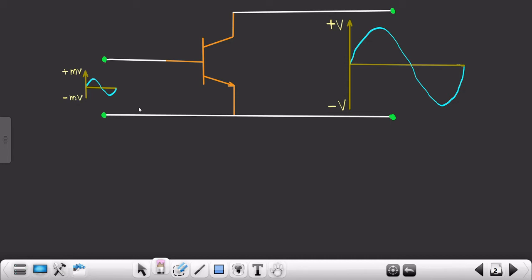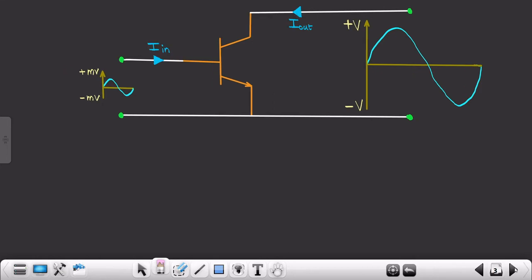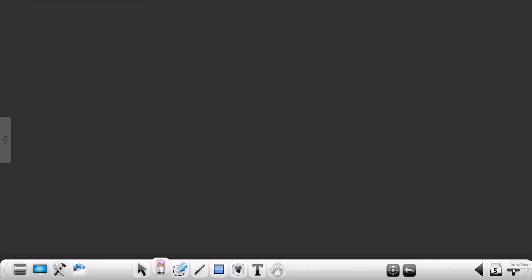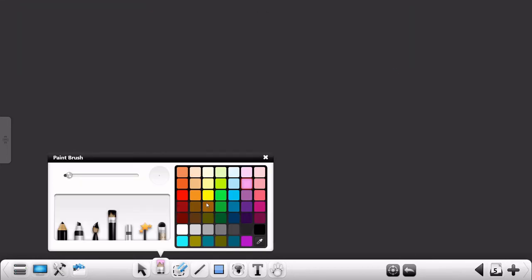Let me write it over here. This AC signal can be an audio signal or any signal. An audio signal, for instance, is in a few millivolts, and we are converting this millivolt signal into a few volts. Then you will ask me, sir, why are we doing so? What exactly is the need for an amplifier? For that, let me move to the next page and explain this concept.